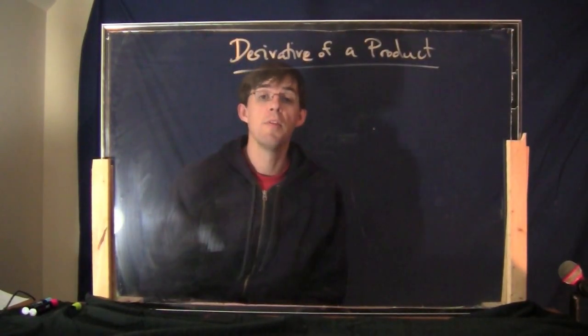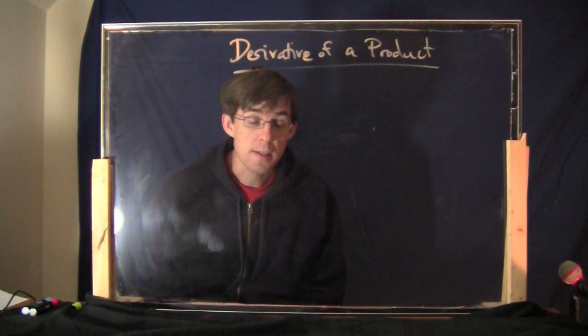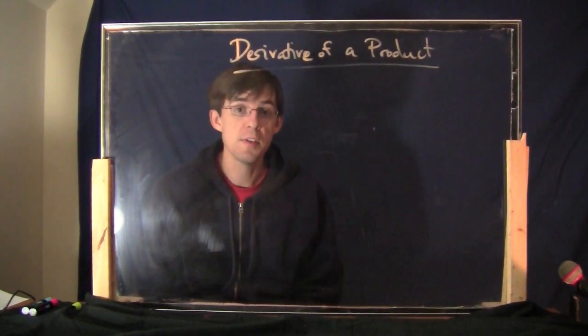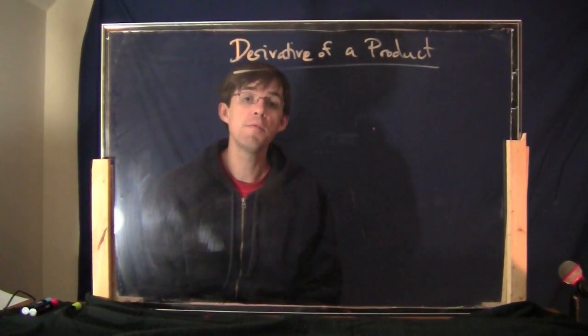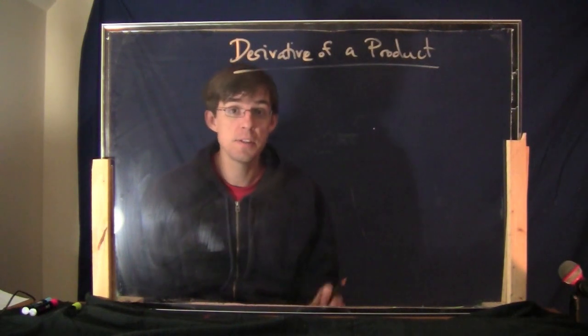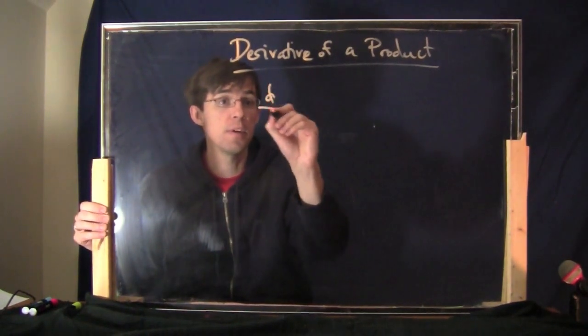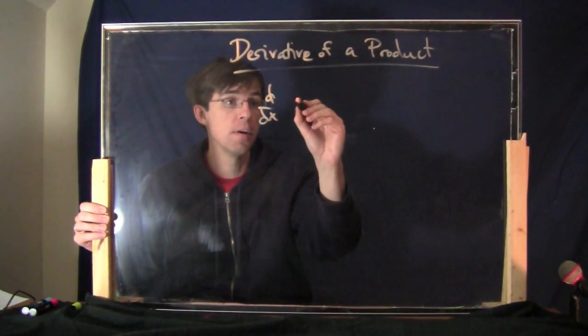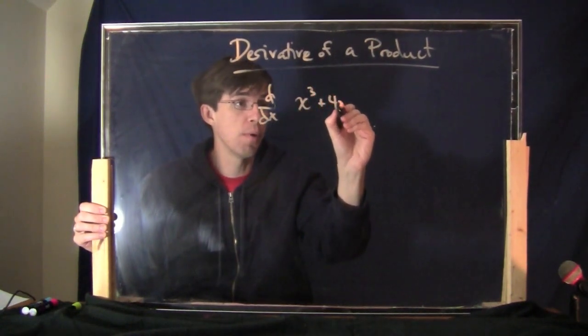Alright, today I want to talk about the derivative of a product. How do you take the derivative of two things multiplied together? If you have two things added together, it's no big deal at all. Like what's the derivative of x cubed plus 4x squared?